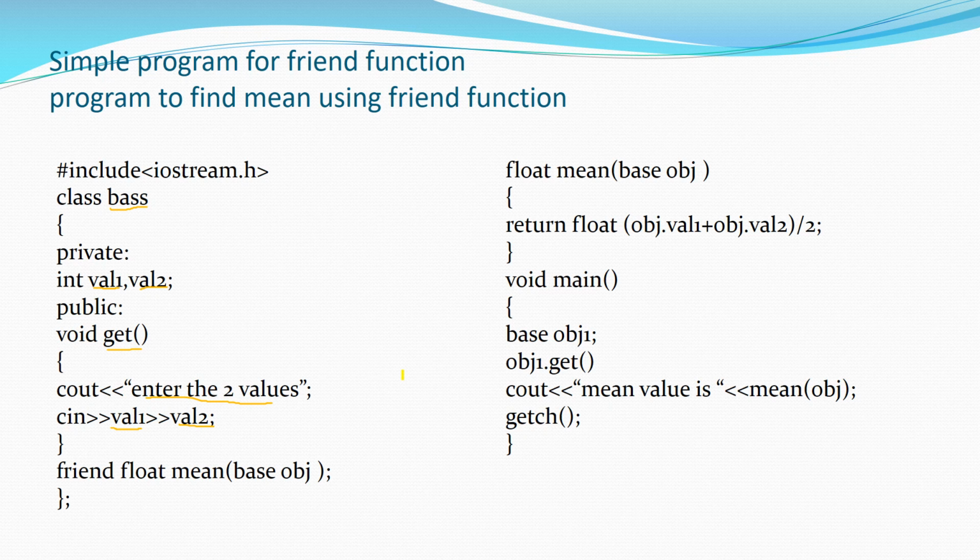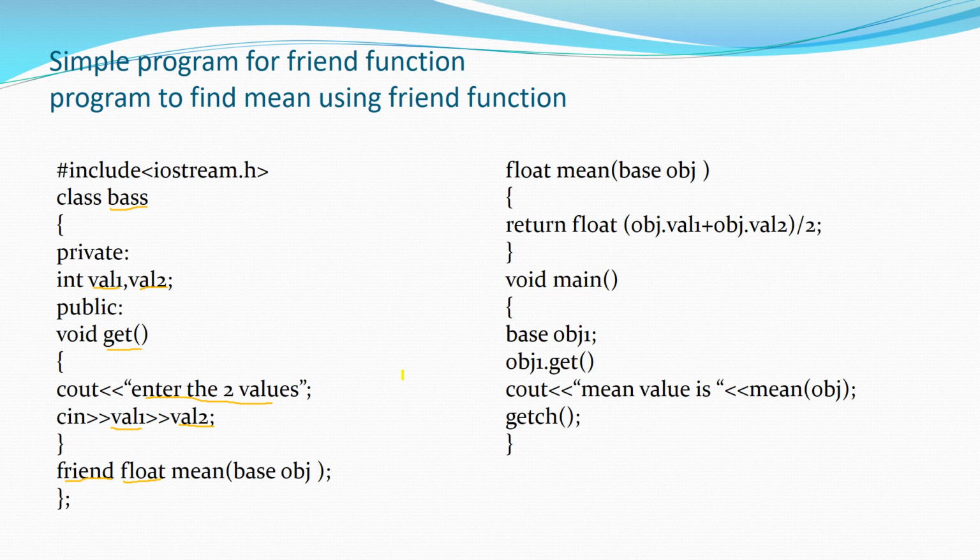Now let us see how I'm going to declare the prototype of a friend function. As I told you in the syntax, the friend function should be declared using the keyword friend, followed by the return type. For the mean value, it is a decimal value, nothing but a floating value, so I'm going to take the return type as float.